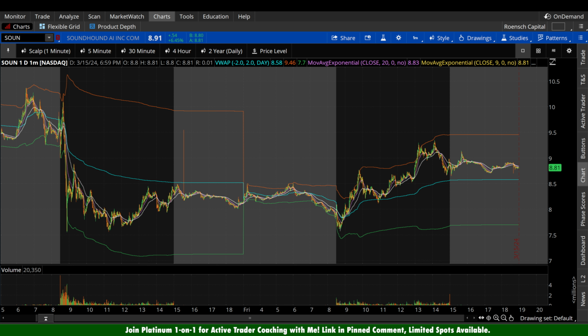Alright guys, SoundHound stock here on Friday finished the day up 54 cents per share. That's plus 6.45% today. A pretty sizable day for SoundHound. However, in the context of the volatility of this name as of late, you could almost call this an average day, believe it or not.